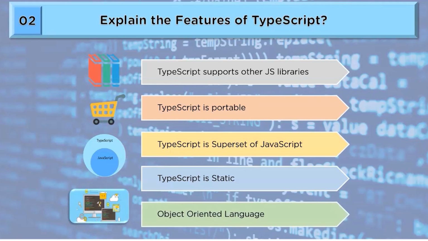Object-oriented language. When it comes to object-oriented programming with JavaScript, TypeScript shines. Because of the class keyword, it makes object-oriented programming look quite similar to programming in other object-oriented languages like C# or Java.